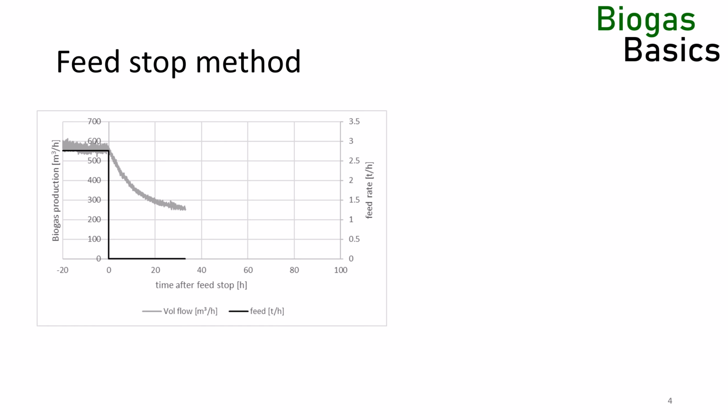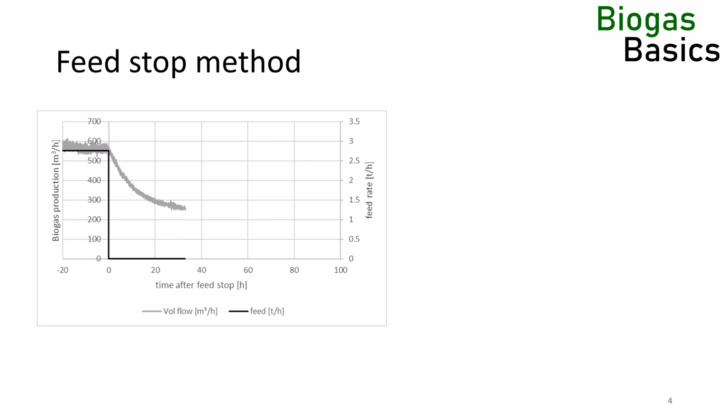Let's have a look at an example. This figure shows the feed rate in tons per hour on the right and the gas production on the left ordinate. The time axis is in hours after the feed stop. In the days before the feed stop, the digester is fed constantly with around 2.8 tons per hour. At t equals 0, the feeding auger breaks, and we see an immediate decay of the gas production. Feeding is stopped for 33 hours.